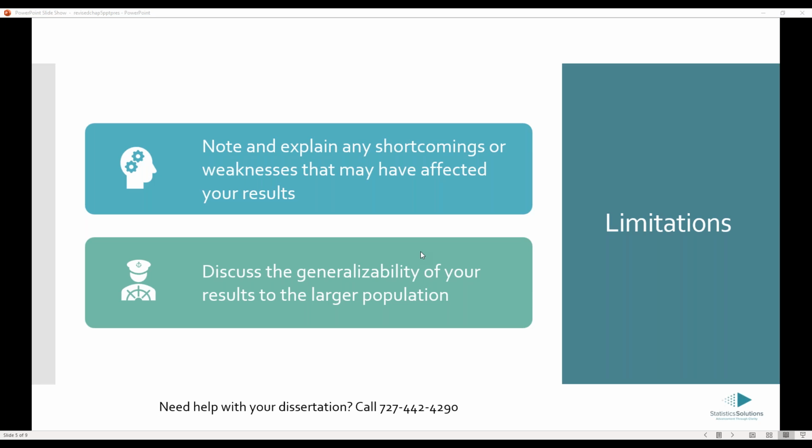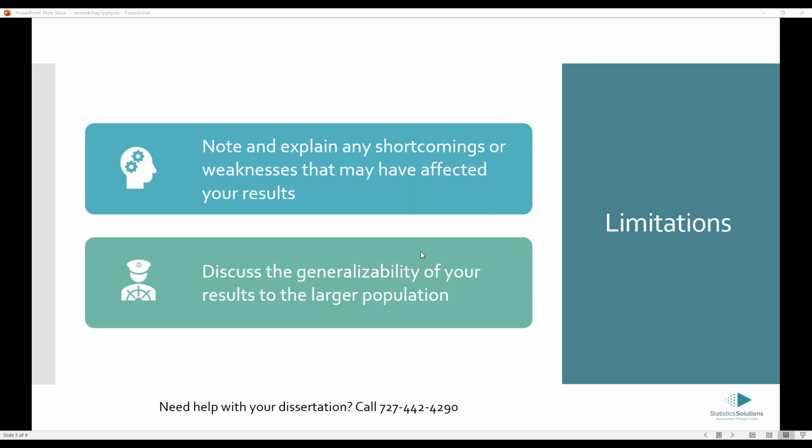For qualitative, sometimes you can't get the people that you wanted to interview. You have to interview a proxy population, or maybe you don't even get enough people in that case. But you just need to explain your limitations and how they may have affected your results. Usually it's not a very long section.